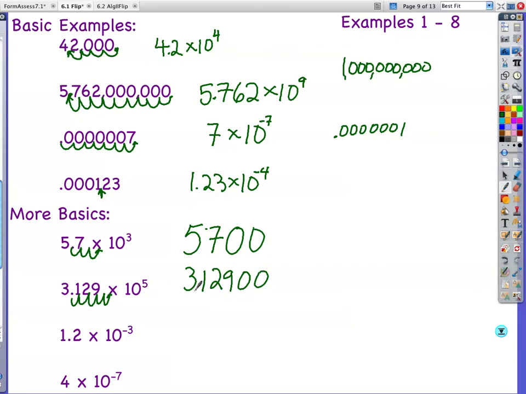The decimal was here and I moved it 5 places. 1, 2, 3, 4, 5. Put my commas in, especially with big numbers like this.